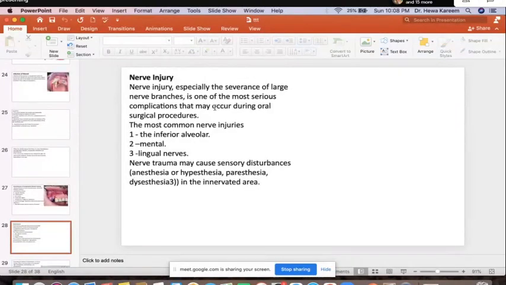Nerve injury. How many nerves can be injured during the surgical procedure? Just name the nerves: inferior alveolar nerve, mental nerve, and lingual nerve.